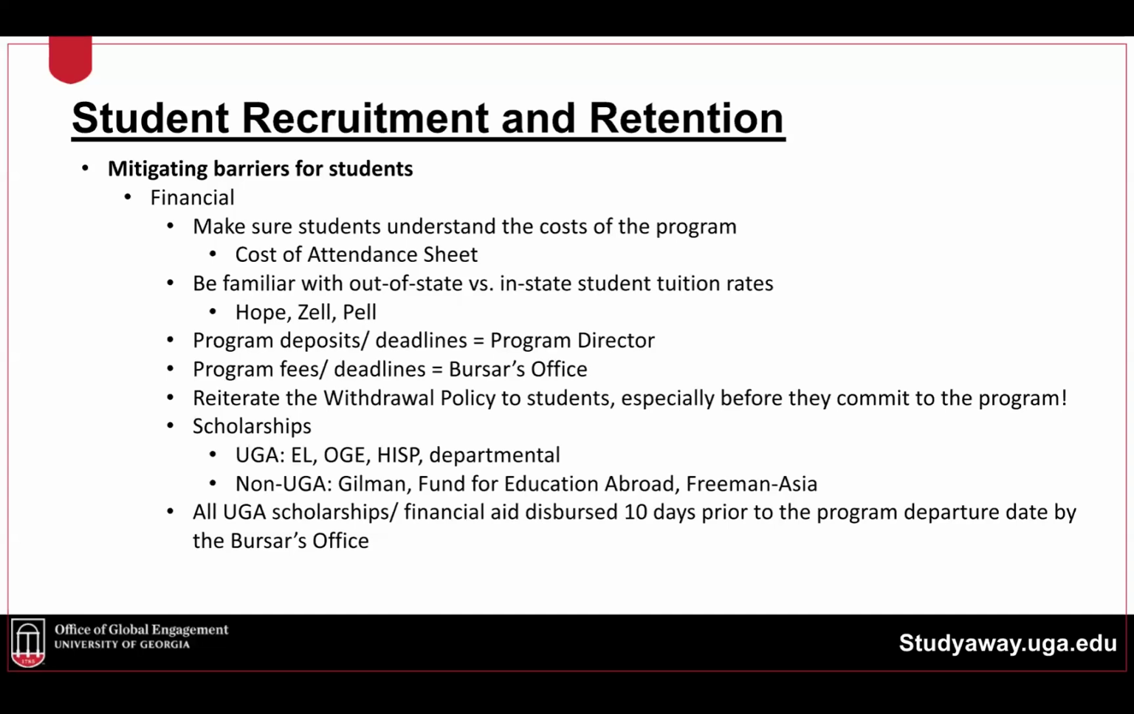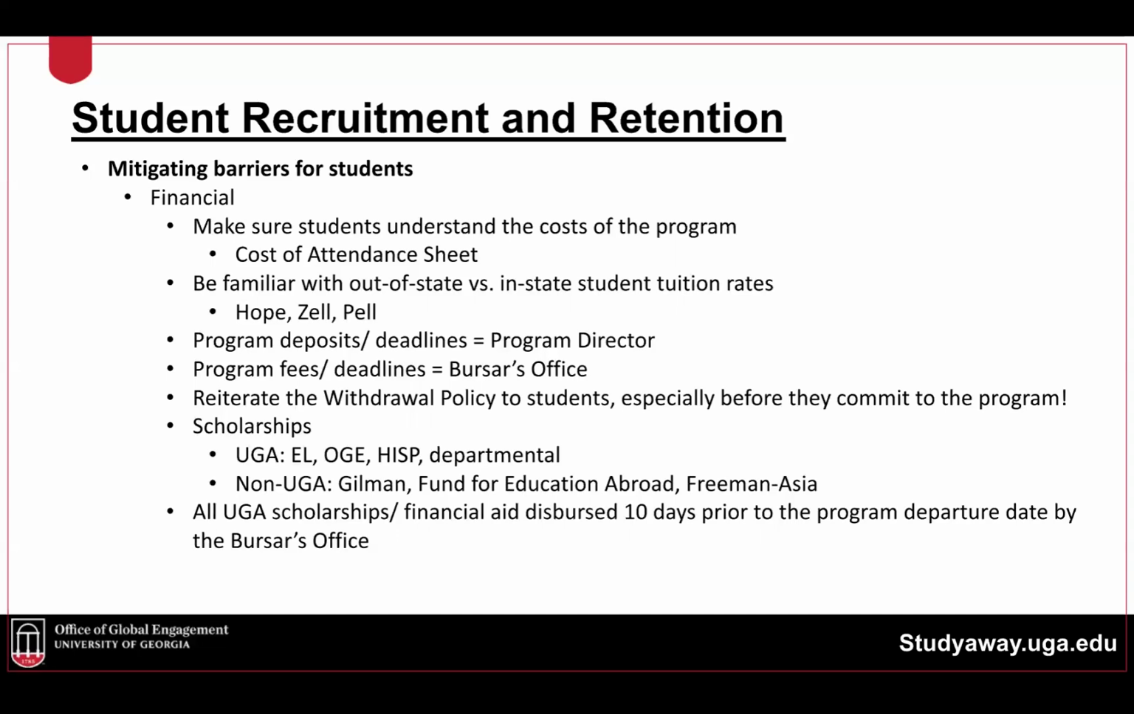And then just knowing that Hope, Zell, and Pell all apply to the tuition of a study abroad program, study away program, in the same way that they apply here on campus. And if you want to know the exact rates semester to semester, you can reach out to the Office of Student Financial Aid and get a per credit hour breakdown of how much money those different scholarships cover. And then the Pell Grant actually can be applied to a program fee or the UGA institutional fees associated with a program. And again, for those exact rates, we would encourage you or the student to reach out to the Office of Student Financial Aid.